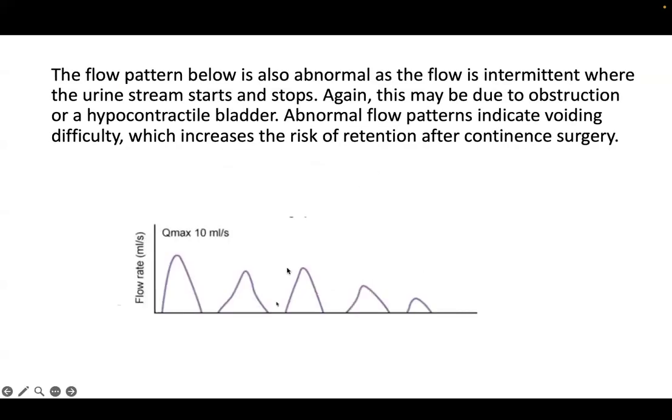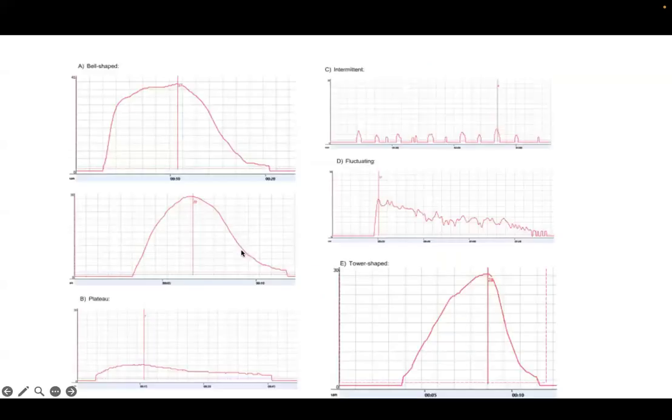Here it is the intermittent flow. This flow pattern is also abnormal as the flow is intermittent. The urine stream stops and starts. Again, this may be due to obstruction or a hypocontractile bladder. Abnormal flow pattern indicates voiding difficulty, which increases the risk of retention after incontinence surgery.